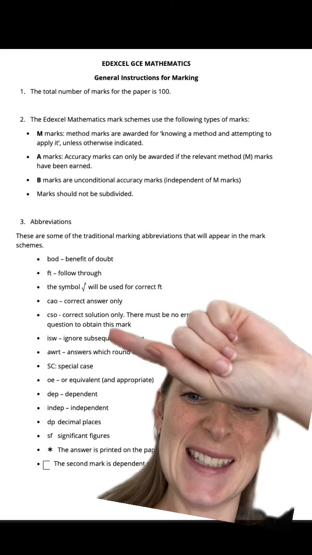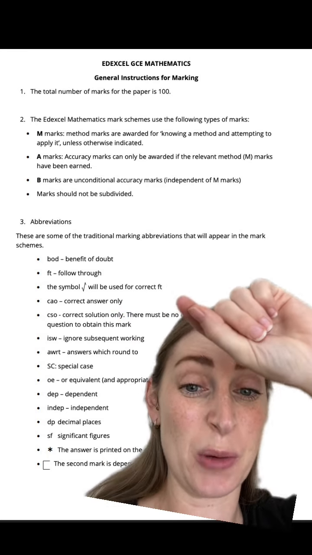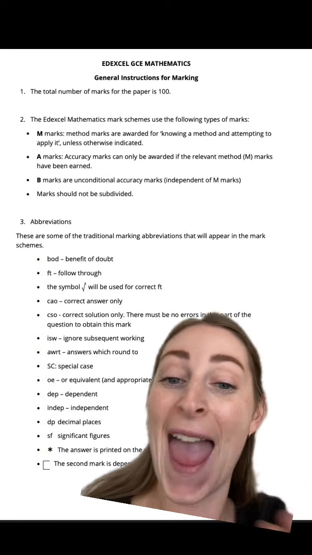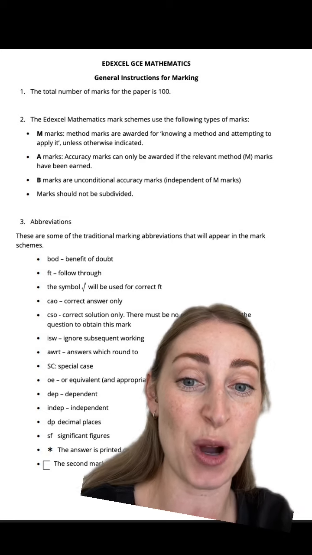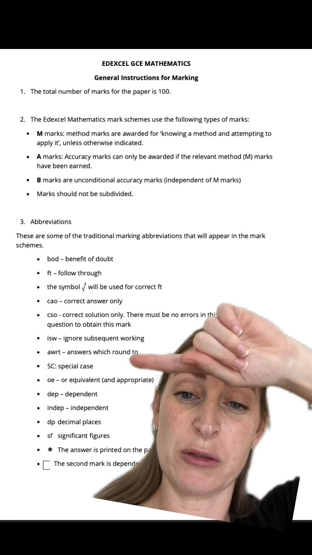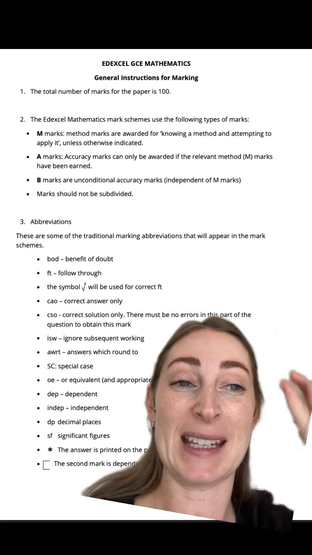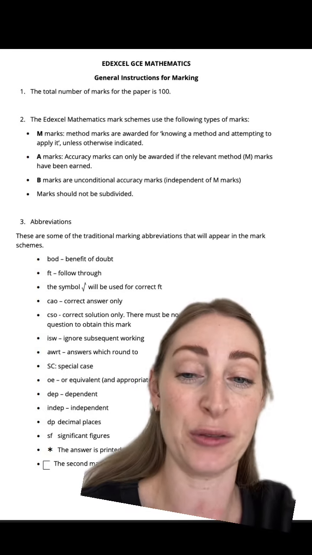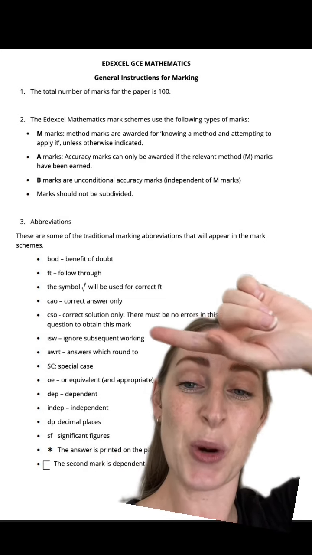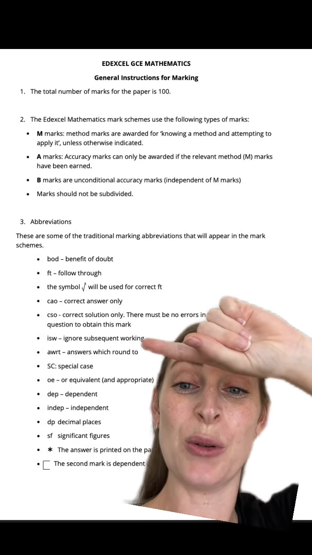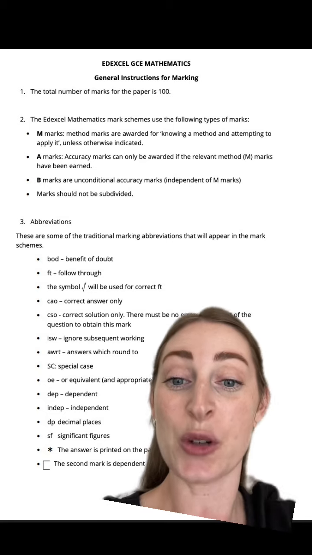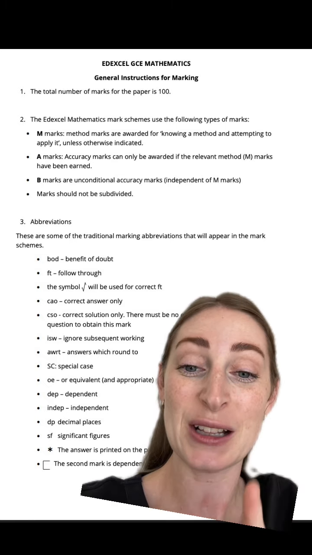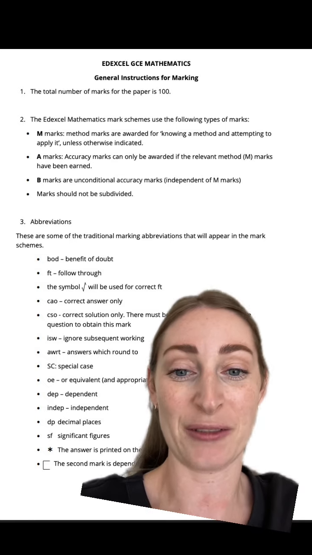If you see CSO, we're a bit in trouble because that means correct solution only. So there cannot be any errors in that part of the working. Answers which round to, so it means that even if you didn't get that exact value, as long as your answer rounds to their value, you're fine. And the last one to point out is ISW, ignores subsequent working. So if you got the right answer and then you went off on a tangent talking about something else, you would still get that mark and they'll just ignore everything else.